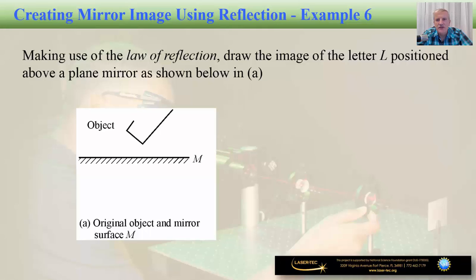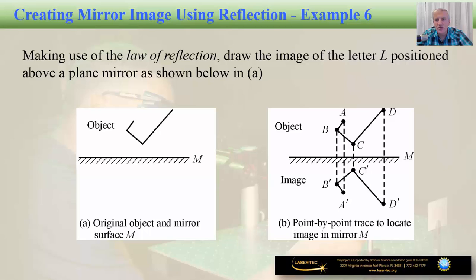And draw the image of the letter L, as shown in the figure below, in the mirror that's labeled as M. So again, you would want to construct the mirror image of this object in the shape of a letter L through the mirror M using the law of reflection and ray tracing techniques that have been explained on the previous slides. Here are the instructions on how to solve this problem.